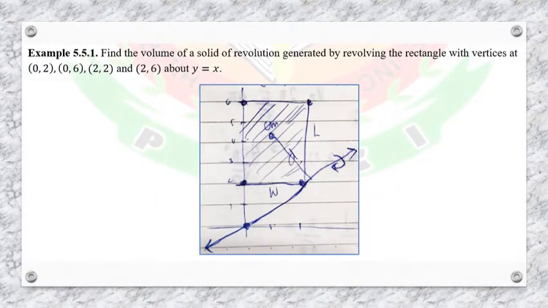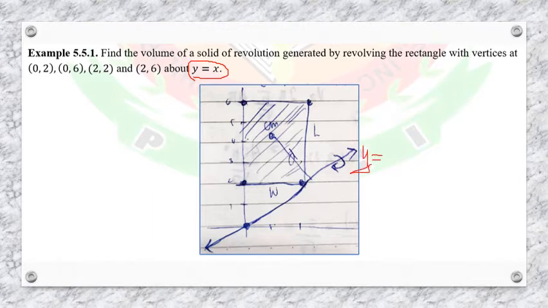For example, find the volume of a solid of revolution generated by revolving the rectangle with vertices at (0, 2), (0, 6), (2, 2), and (2, 6) about y equals x. So, ang rectangle natin dito class with the given vertices ay mag-revolve about the line y equals x. So, if we plot this in the Cartesian plane, ito yung mabubuo natin na graph ng y equals x.